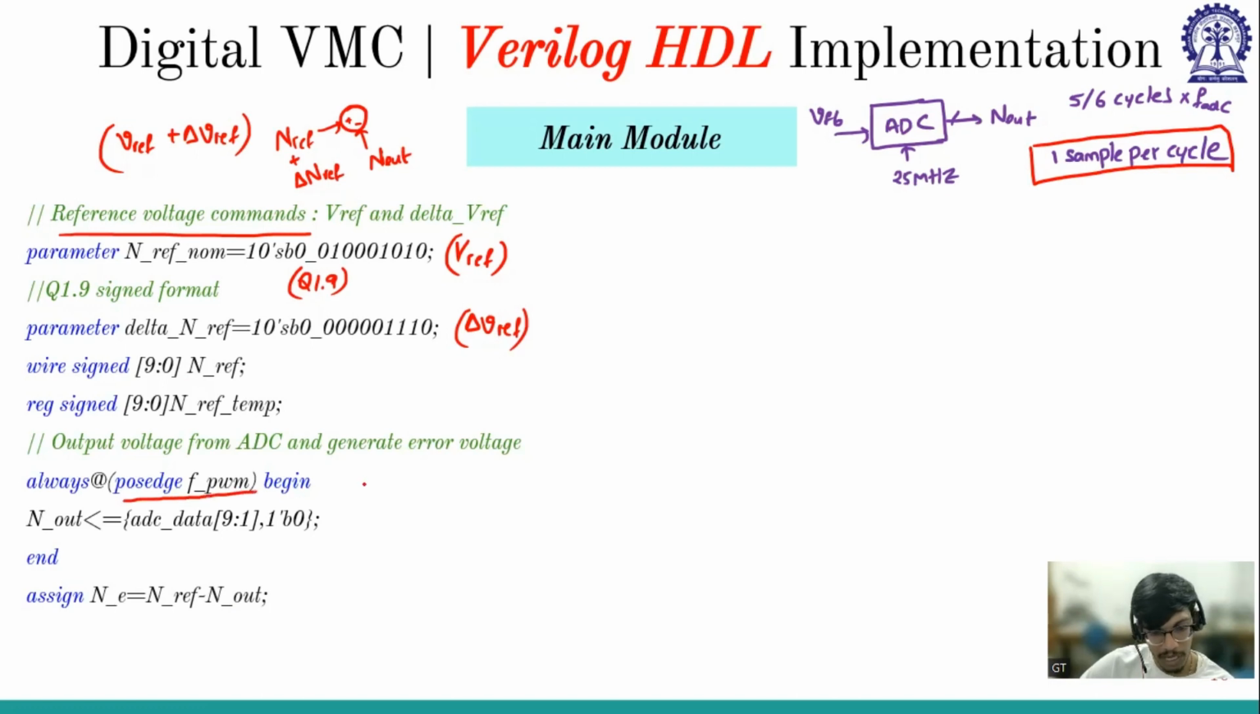So FPWM is F switching, right? So whenever I see a positive edge, only then I'll take that V feedback and store it in N out. So the ADC keeps on updating, but I will not take that value. I'll update this once in a cycle. Whenever it sees a rising edge in FPWM, only then are we updating N out. So we are updating once in a cycle.